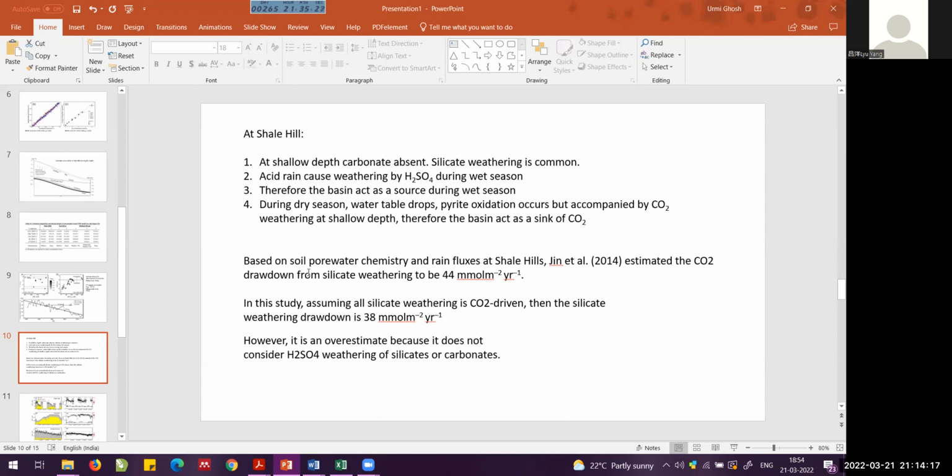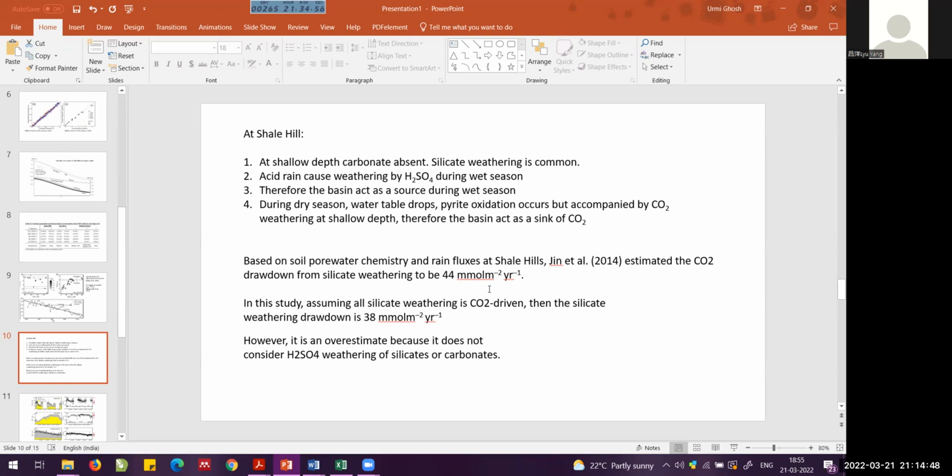So already earlier studies have predicted that 44 millimole per meter square per year carbon dioxide drawdown occurs by silicate weathering. Applying their particular model as well, what they have found is, if only silicate weathering by CO2 is considered, almost 38 millimole per meter square per year can be predicted based on this machine learning model. So these two values are very close.